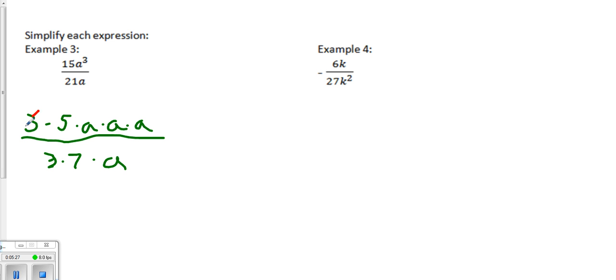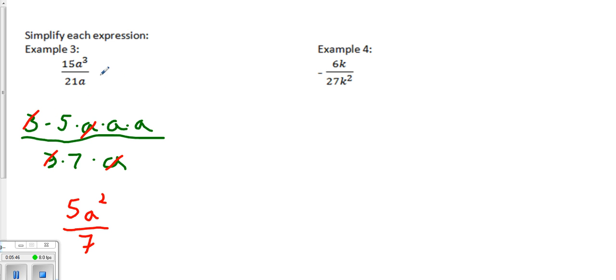Then we can say 3 cancels out with 3, A cancels out with A. What's left over? 5A squared over 7. So that's one way we can do it. We can factor the whole thing out and just cancel pieces individually.